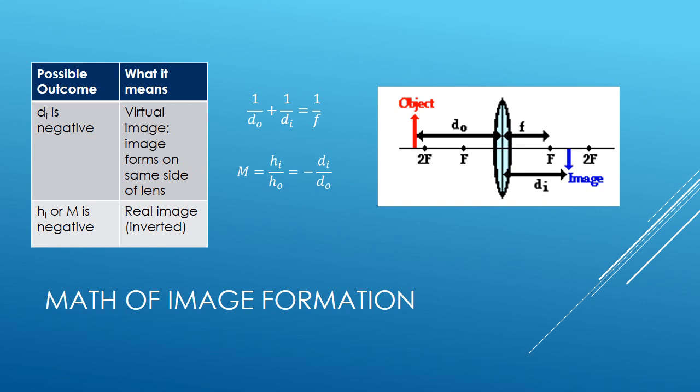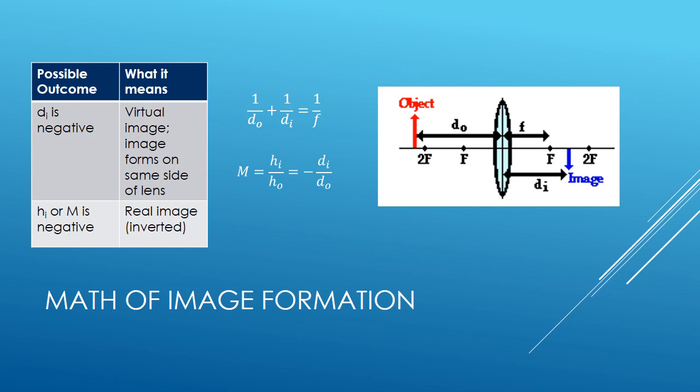Before we do that, I take that back. I do want to talk about what a positive or a negative sign will mean for these things. So we talked about virtual and real, upright and inverted. First, you can have a negative di, or a negative distance to the image. All that means is that the image forms on the same side of the lens as the object.